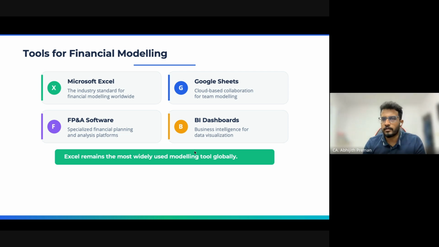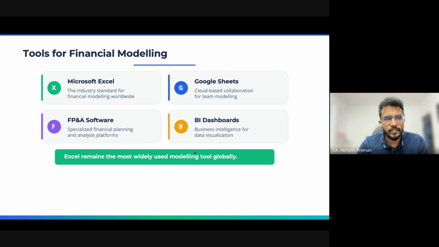Then tools for financial modeling, which I've already told you about. One is Microsoft Excel. Excel is the most powerful tool, and it's the industry standard for financial modeling worldwide. But if you want to work on something cloud-based, Google Sheet is a better alternative, so that you can collaborate and work. Even though Microsoft Excel has an online version, the Microsoft subscription is comparatively costlier, and you need a subscription, I believe, to work online. But in Google Sheet, when you have a Gmail account, you can easily work on it.